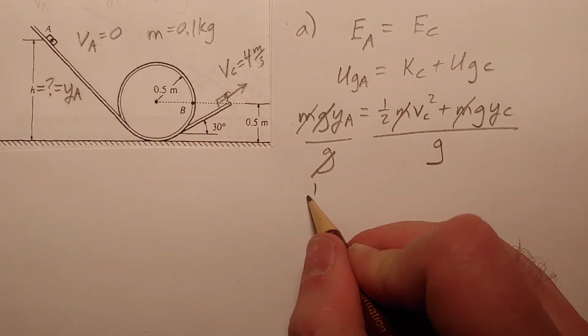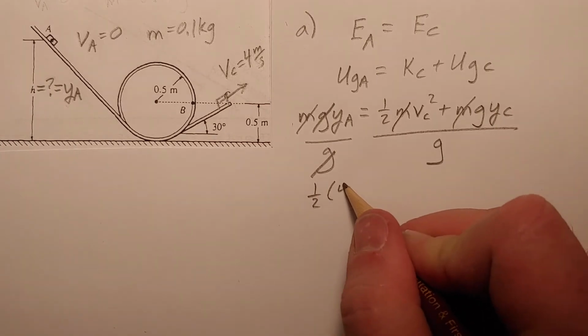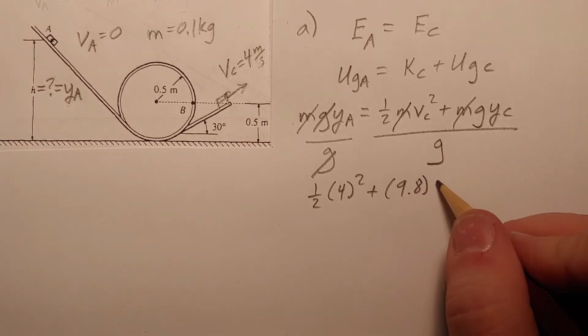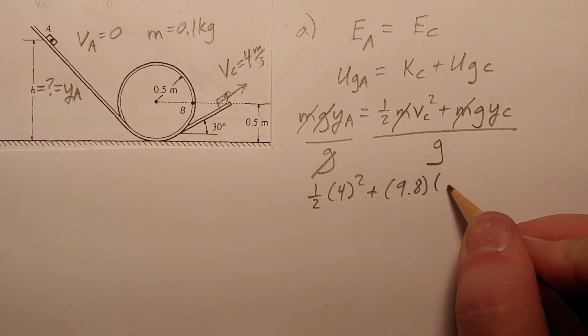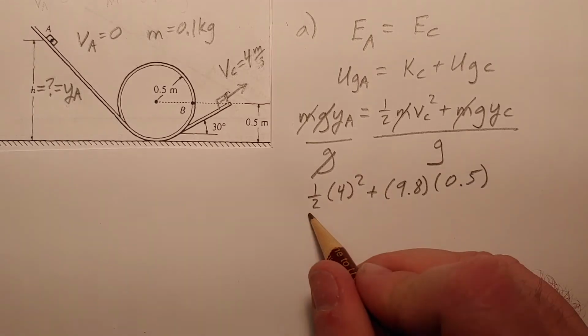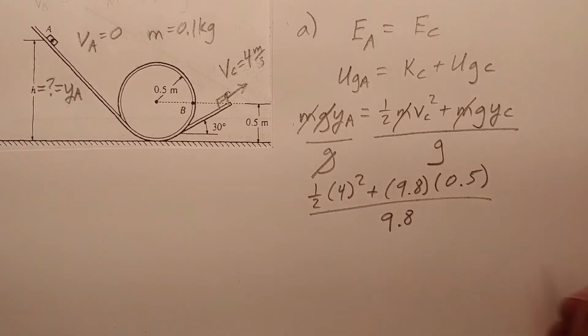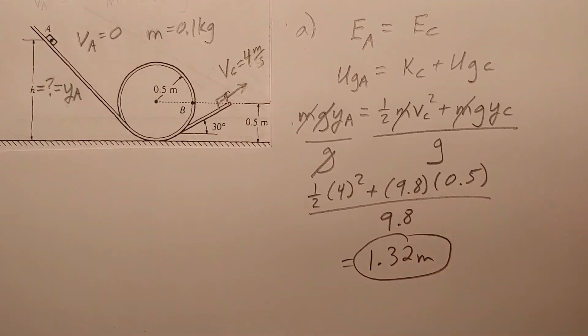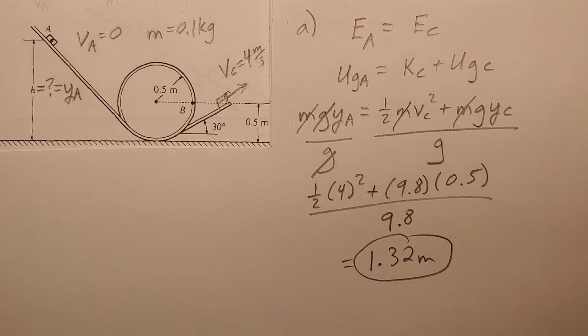So this is going to be 1/2 the speed at point C, which is 4, squared, plus g, we'll use 9.8, times the y position for C, which is half a meter, divided by g, 9.8, and that should come out to be 1.32 meters. We don't have a whole lot to tell if that's reasonable, but it should definitely be more than half a meter, which it is, and so that seems good.